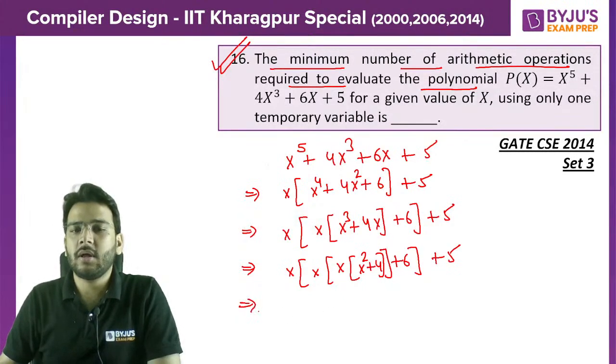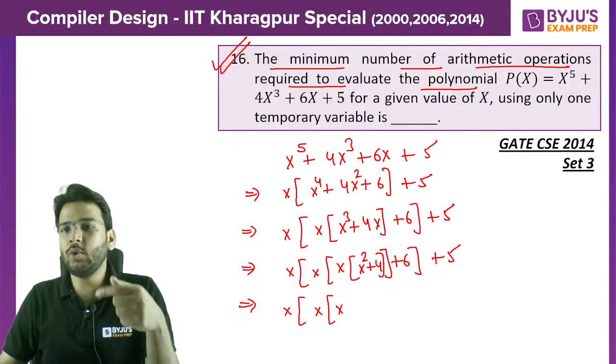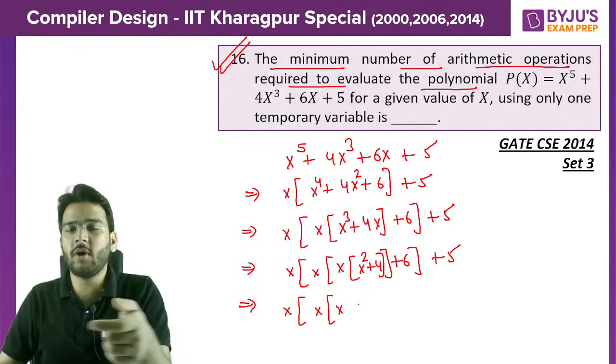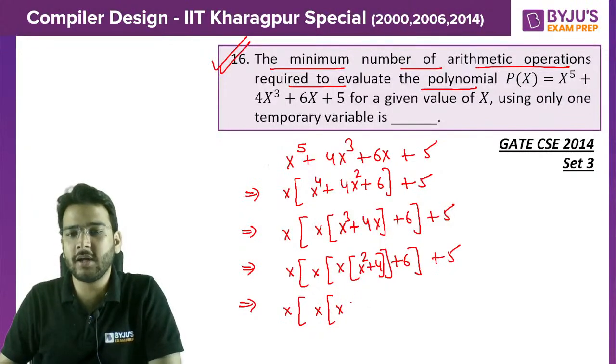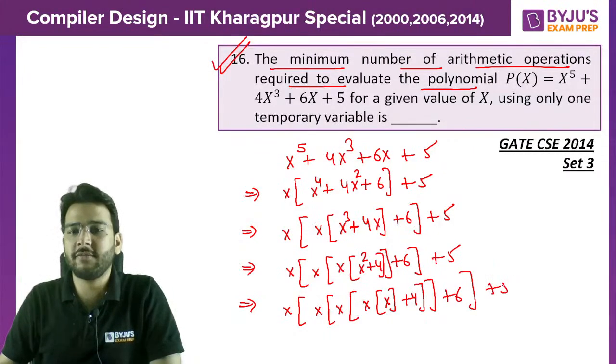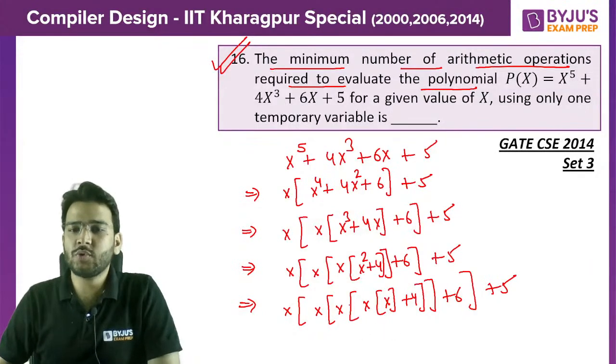Clear? And if I take again x common, so why are we doing this? So that we can use just one temporary variable to perform each and every operation. You will see that. I will explain you. Just wait. And here I can write just x and then this plus 4, right? Then this plus 6 and then this plus 5. Is it clear, everyone, so far?